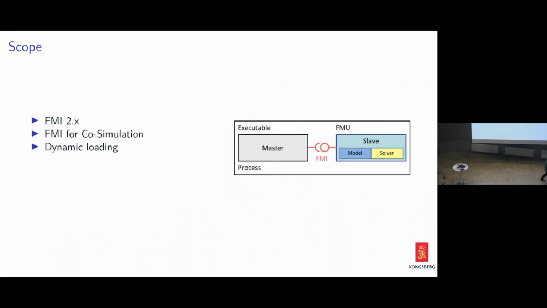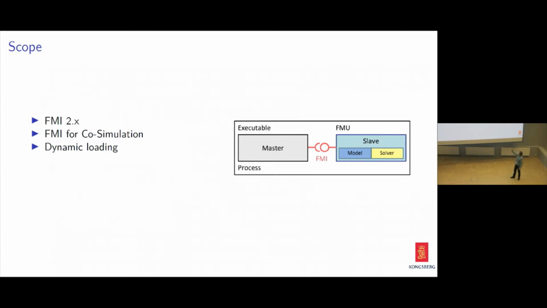I just want to limit the scope of the presentation a bit. We will be talking about FMI 2.x. There is a 1.x version and a 3.x. Those are slightly different, but the most popular one as of now is 2.x. We will also limit the discussion to FMI for co-simulation. Co-simulation means that everything you need to solve your equations is inside the FMU, so you don't need an additional solver. Everything is there, nice and dandy.